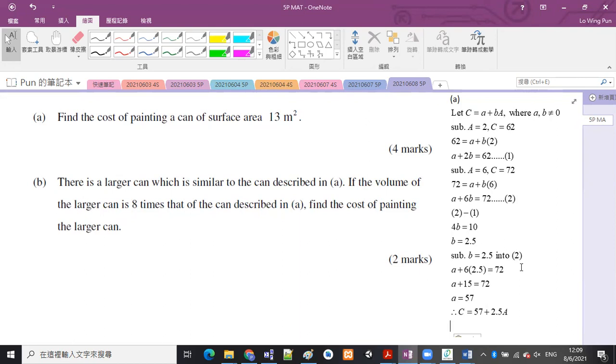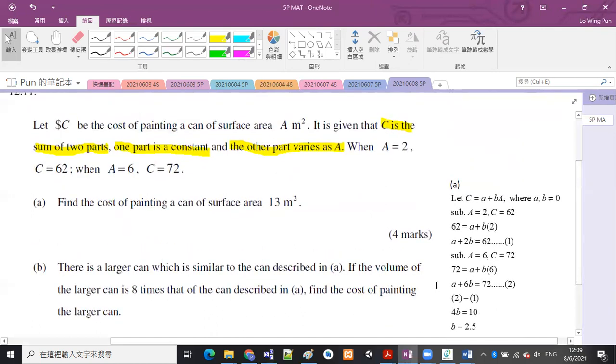painting a can of surface area 13 meters square. Okay, surface area is represented by which letter in this question? Surface area is represented by capital A. So this 13 should be substituted into A, capital A, right? Okay, and the question asks you to find the cost. Yes, that is to find the C. Sub A to be 13, and then calculate the value of C. Is that clear? Okay, so let's do this.